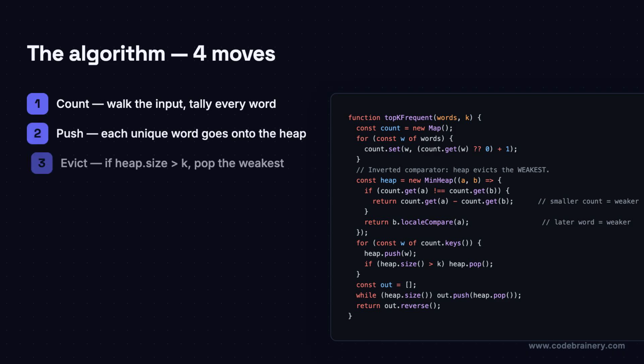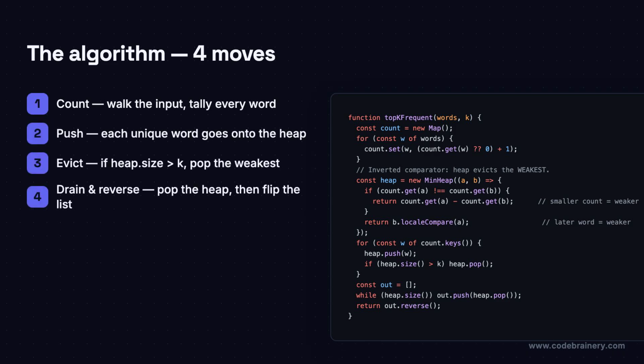Four moves. 1. Count every word into a map. 2. Walk each unique word and push it onto the heap. 3. If the heap grows past k, pop the weakest off the top. 4. At the end, pop the heap into a list and reverse it. That is the answer in the right order.